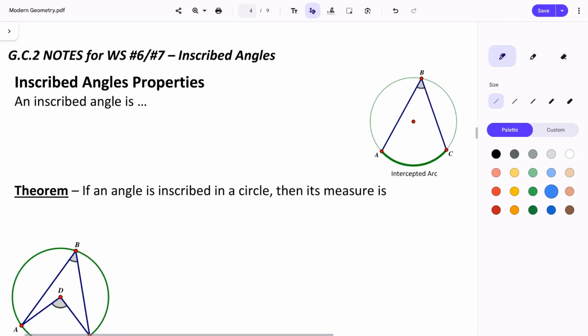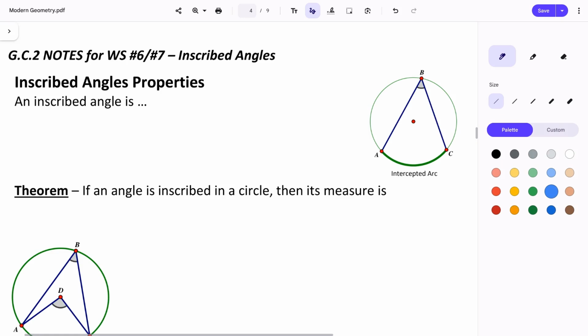So just look at this picture I have up here on the right. What's different about this angle and how it's drawn? What's different from yesterday? Yesterday, the vertex would have come from here, the center. What's this one doing? Where's the vertex at this time? How would you describe the location of this point?